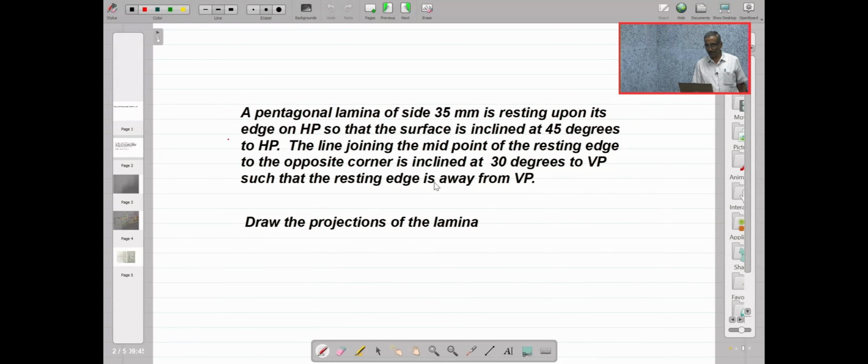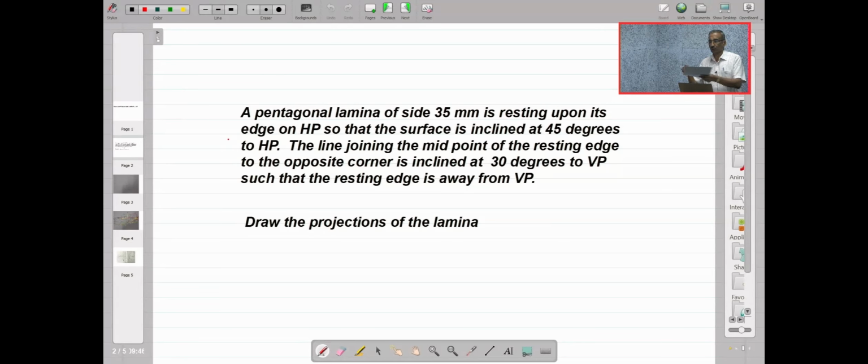A pentagonal lamina of side 35 mm is resting upon its edge on HP so that the surface is inclined at 45 degrees to HP. The line joining the midpoint of the resting edge to the opposite corner is inclined at 30 degrees to VP such that the resting edge is away from VP. Draw the projections of the lamina.